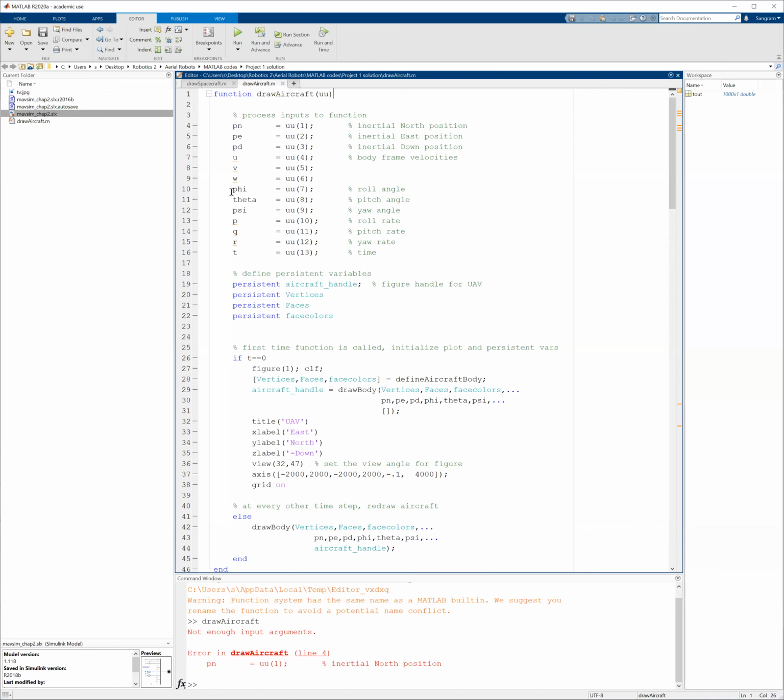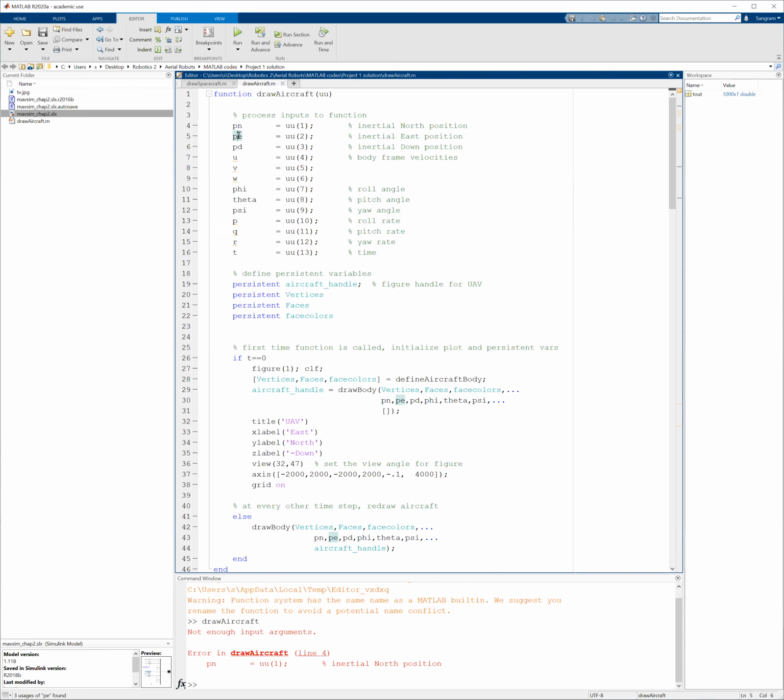Phi, theta, psi. This is nothing but the roll angle, pitch angle, and yaw angle. And P, Q, R, these are the roll rate, pitch rate, and yaw rate. And please note, these rates are nothing but the angular velocity of the roll angle, angular velocity of the pitch angle, and angular velocity of the yaw angle. And it is very important, I need to tell you that phi, theta, psi, P, Q, R are with respect to the inertial frame.